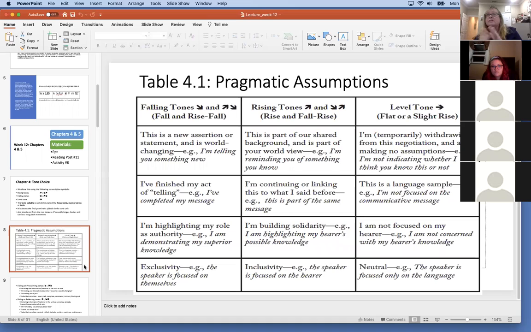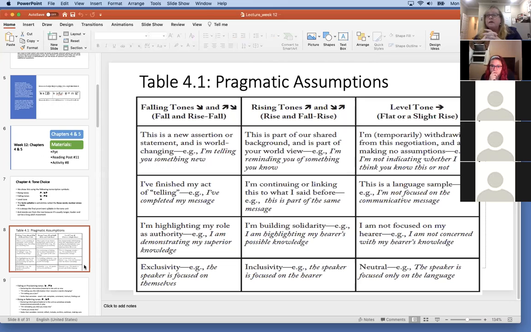Rising, if you move to the next column, has the opposite kinds of glosses, right? So this is part of our shared background. This is something I'm reminding you of, something that you know. I'm continuing or linking this to my previous unit. So this is part of the same message, okay? As opposed to highlighting my role as authority, using a rising tone, I'm building solidarity. I'm highlighting your possible knowledge, right, as the hearer. And it's an inclusive tone. The speaker is focused on the hearer.